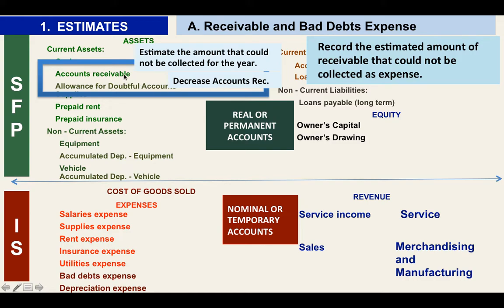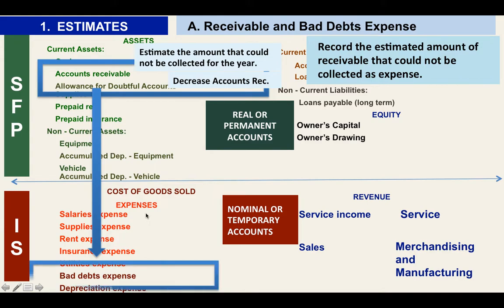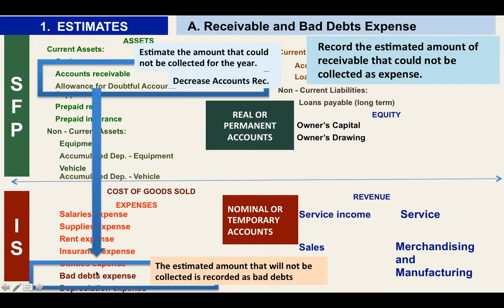So ang ibig sabihin, we can record that as a reduction. So we can record it as an allowance for doubtful accounts. But there are certain situations that we can record it directly o i-credit natin directly as accounts receivable. You know that allowance for doubtful accounts, the normal balance of allowance is credit, right, class? And the decrease, the estimated amount that will not be collected is recorded as bad debts expense.